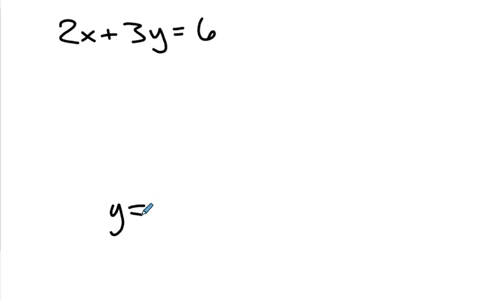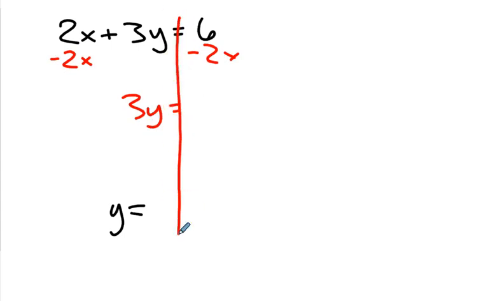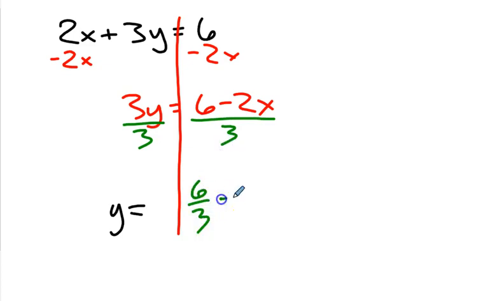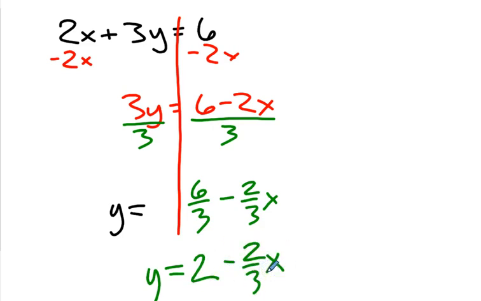Okay, so the first thing we need to get rid of is that 2x. We need to make that go away from the y term. Subtract 2x. We have 3y equals 6 minus 2x. Then we have to get rid of the multiplying by 3. We divide by 3. And we end up with y equals 6 over 3 minus 2 over 3x. And a simplified way of writing that is y equals 2 minus 2/3 x.